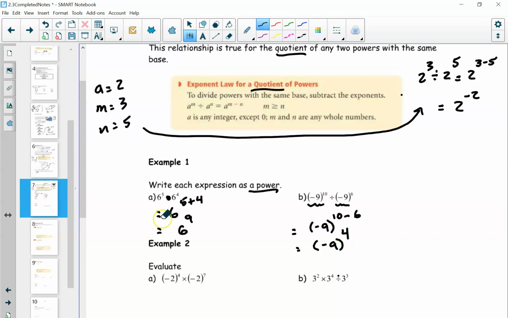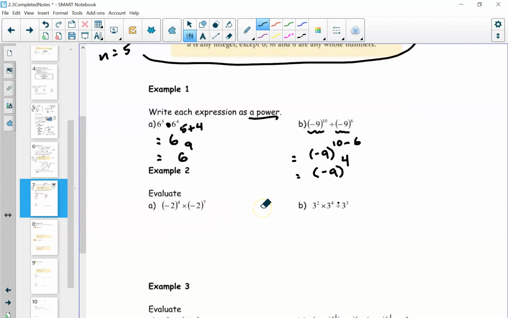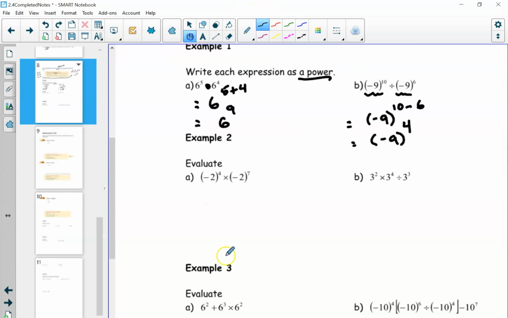So you see, there's not a lot of math in this. Even though we could be dealing with big numbers, 6 to the power of 9 is a very big number. Punch it in your calculator if you don't believe me. 6 times 6 times 6 times 6, 9 of them, right? But if we're writing it as a power, it's just simple math. It was just addition.